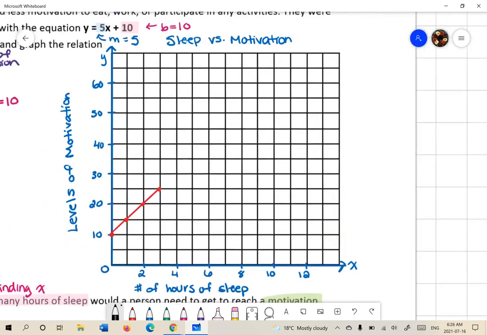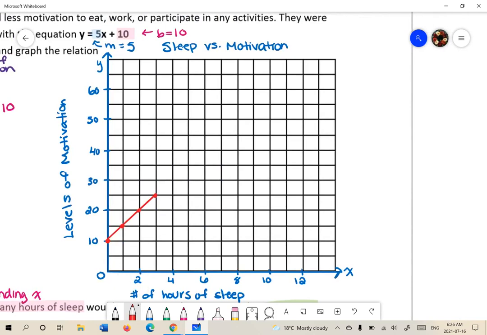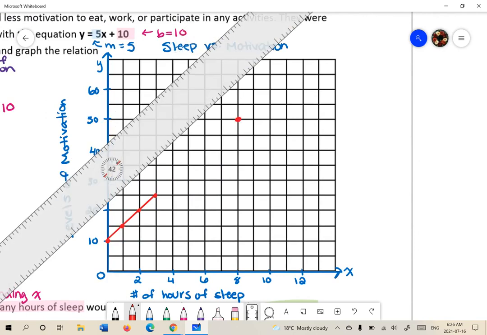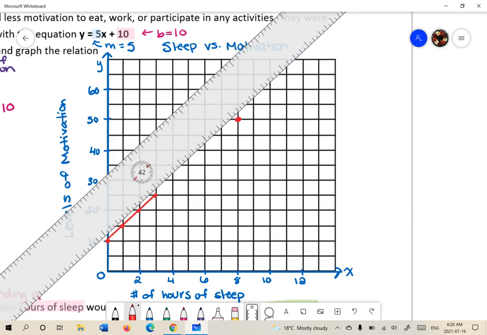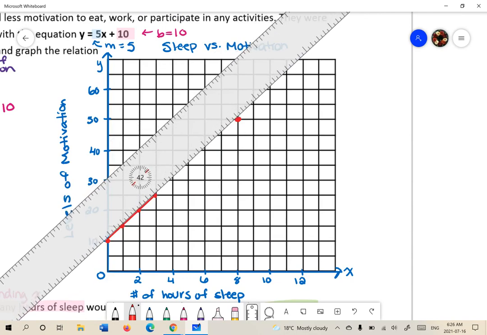So that means that (8, 50) is also a point on this relation. So if I extended my relation, it should meet that point, and it does.